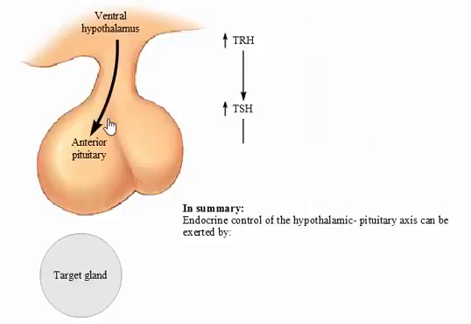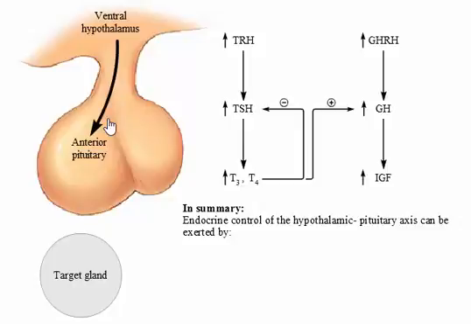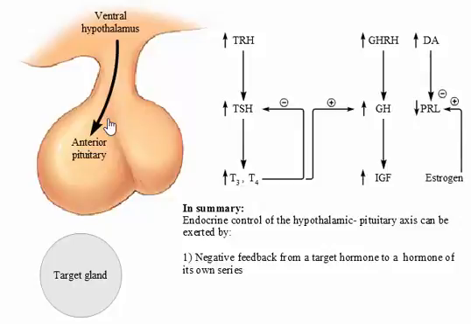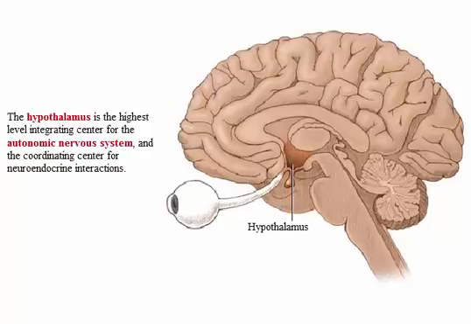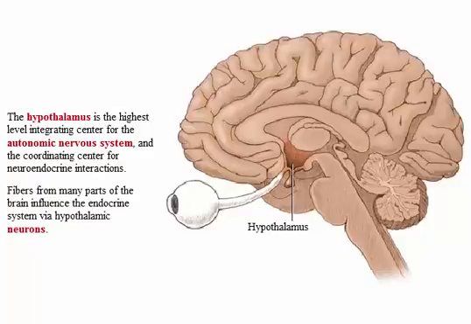In summary, endocrine control of the hypothalamic pituitary axis can be exerted by negative feedback from a target hormone to a hormone of its own series, or by modulation by a target hormone of one series of hypothalamic pituitary hormones of another series. The hypothalamus is the highest level integrating center for the autonomic nervous system and the coordinating center for neuroendocrine interactions. Fibers from many parts of the brain influence the endocrine system via hypothalamic neurons.